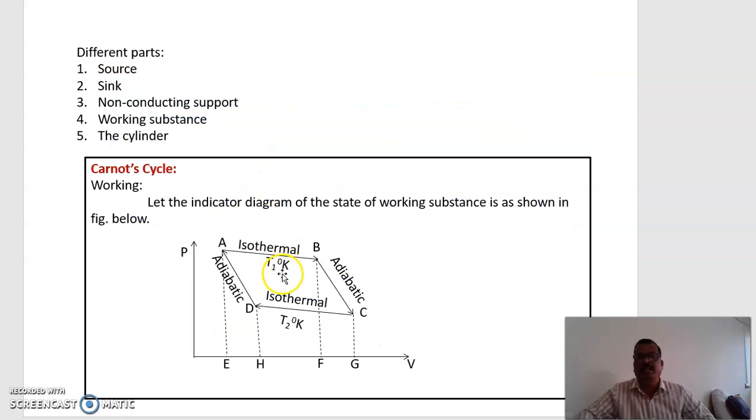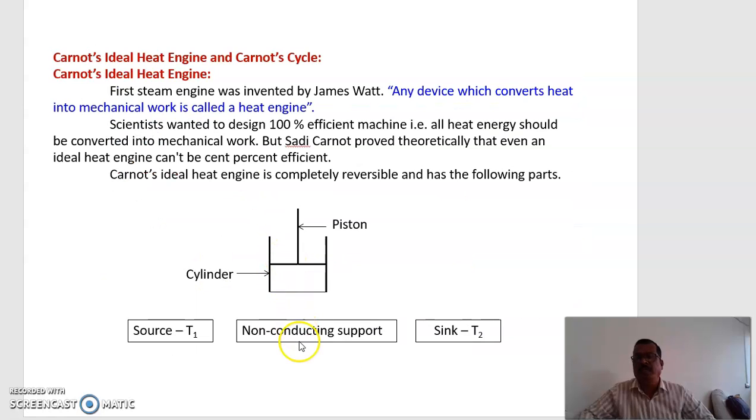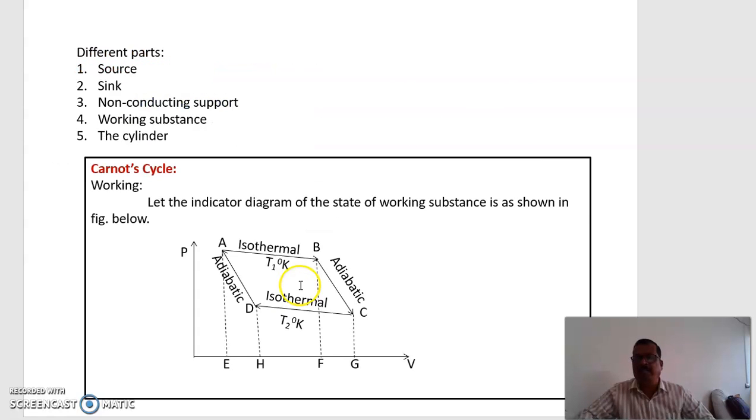Then the cylinder is kept on a non-conducting support. A non-conducting support is an insulating stand, it cannot absorb or reject heat energy. Therefore here the gas expands adiabatically till the temperature falls to T2 degree Kelvin and it reaches the state C, P3. This is shown by the adiabatic BC.